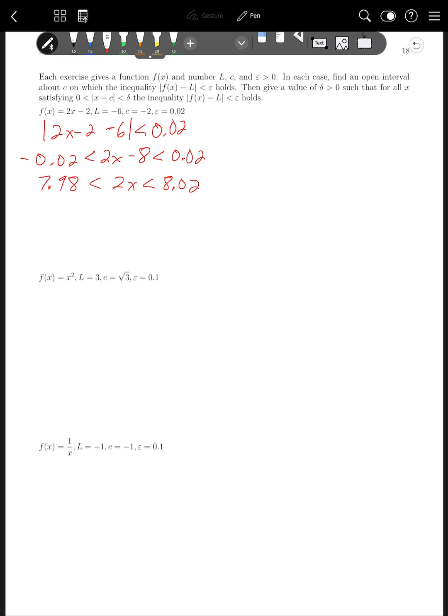Divide by 2 and you get 3.99 is less than x, which is less than 4.01. So our interval is (3.99, 4.01). And now we can subtract those from our c.